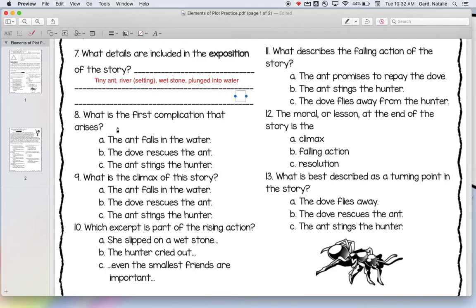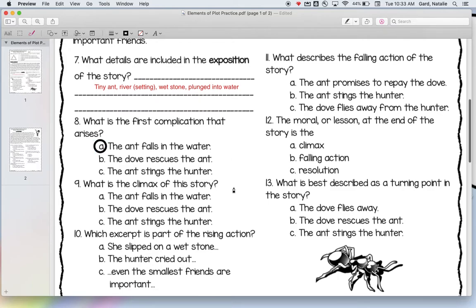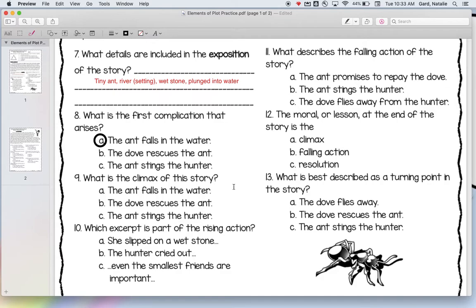Let's look at our next question. So number 8 says, what is the first complication that arises? We just talked about what the issue was in the story. What's the first thing that happens? And that's going to be A, that the ant falls in the water, right? So you should have had A for 8. That's the very first thing that happens. And again, that's normally right at the beginning of the rising action, where we're going to find that first complication or problem.